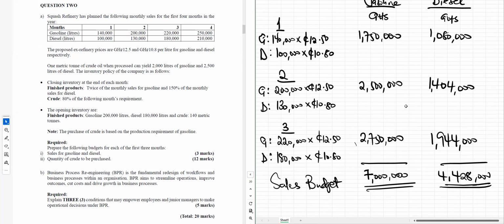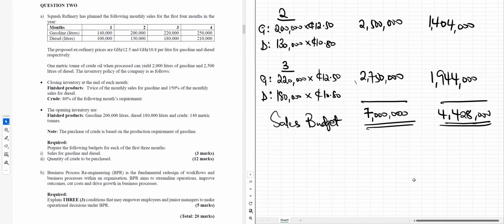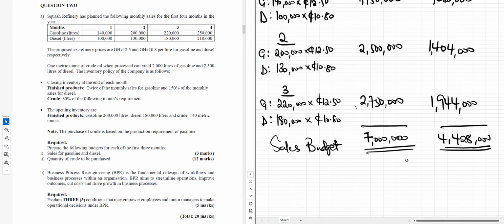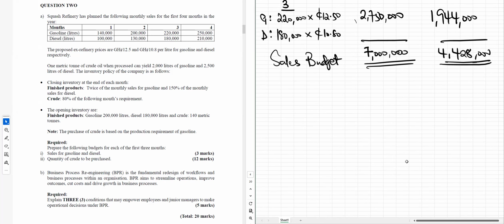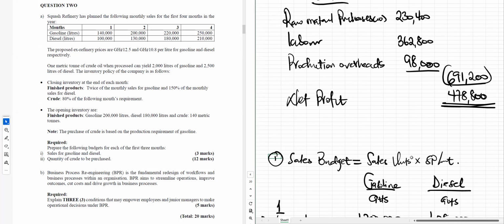So that was our first 3 marks. Now we are going to the hard ones. They said quantity of crude oil to be purchased. Now we know our units that we need, right? If we want to get purchases, we first need production. You must remember the flow. It's the flow that will help you.